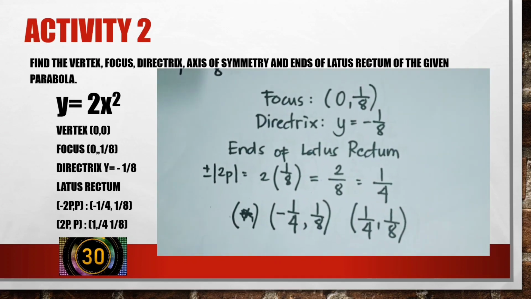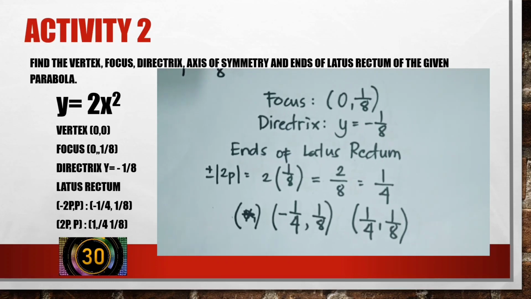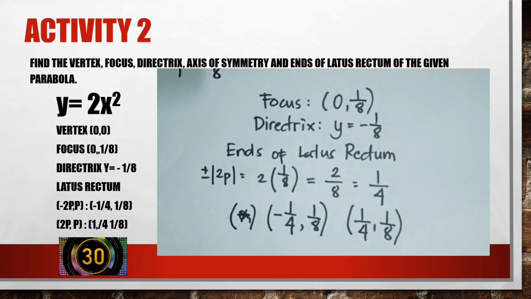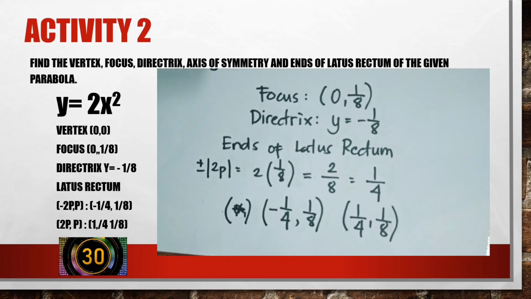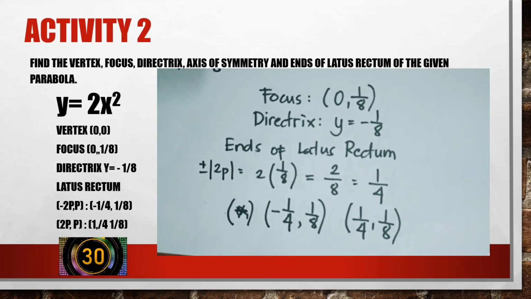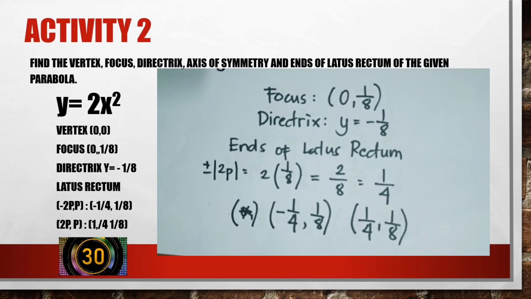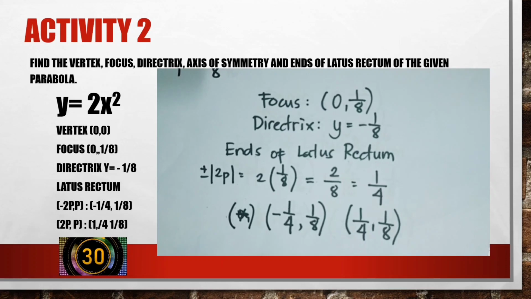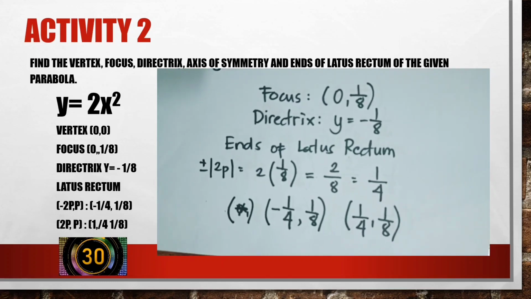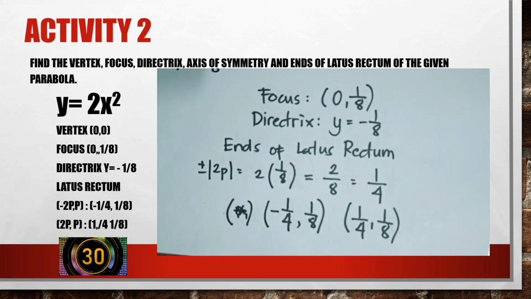To find the ends of the latus rectum, we have the positive negative absolute value of 2p, which is equal to 2 times 1/8 since the value of our p is 1/8. It is equal to 1/4. Therefore, the ends of the latus rectum are (negative 1/4, 1/8) and (1/4, 1/8).